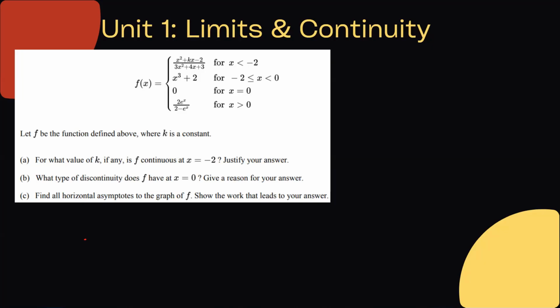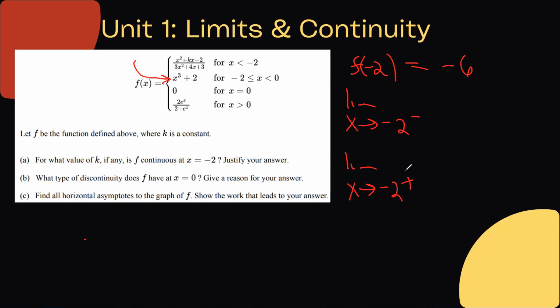The first thing we need to do, if it's continuous at x equals negative 2, we need to get f of negative 2, which you would use this second piece here. Negative 2 cubed is negative 8, and negative 8 plus 2 is negative 6. Then the limit as x approaches negative 2. Since negative 2 is the point where the pieces switch, we would have to look at the limit from the left and the limit as x approaches negative 2 from the right.